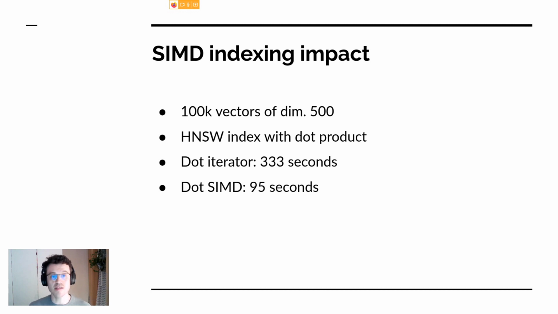Now we're going to see how SIMD impacts indexing, in an indexing benchmark. I took 100,000 vectors of dimension 500, and I indexed those on my laptop. Let's say the absolute numbers here are not very interesting. It's done on my laptop, and I'm pretty sure I had other processes running at the same time. So we're building this HNSW index with our dot product, and we can compare the two results here. We can see that the dot iterator is above 300 seconds, and when using the SIMD version, we are under 100 seconds. It's a really great gain. I mean, we basically changed, I don't know, 150 lines of code. You would really miss out not using SIMD for this use case.